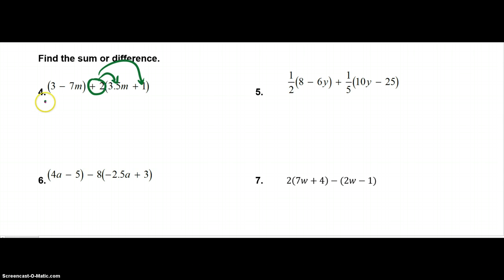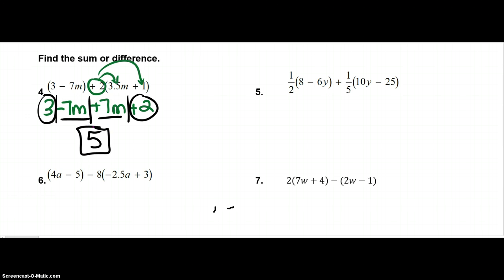So I'm going to rewrite it underneath as 3 minus 7m plus 7m plus 2. Now I'm going to do kind of what I did on the very first couple problems. I'm going to separate these into terms, and I'm going to circle like terms, identify those like terms, and I'm going to underline here. So I have negative 7m and positive 7m. Those actually cancel out, and I'm just left with 3 and a positive 2, so I'm going to combine those constants, and I'm just going to be left with the answer 5.